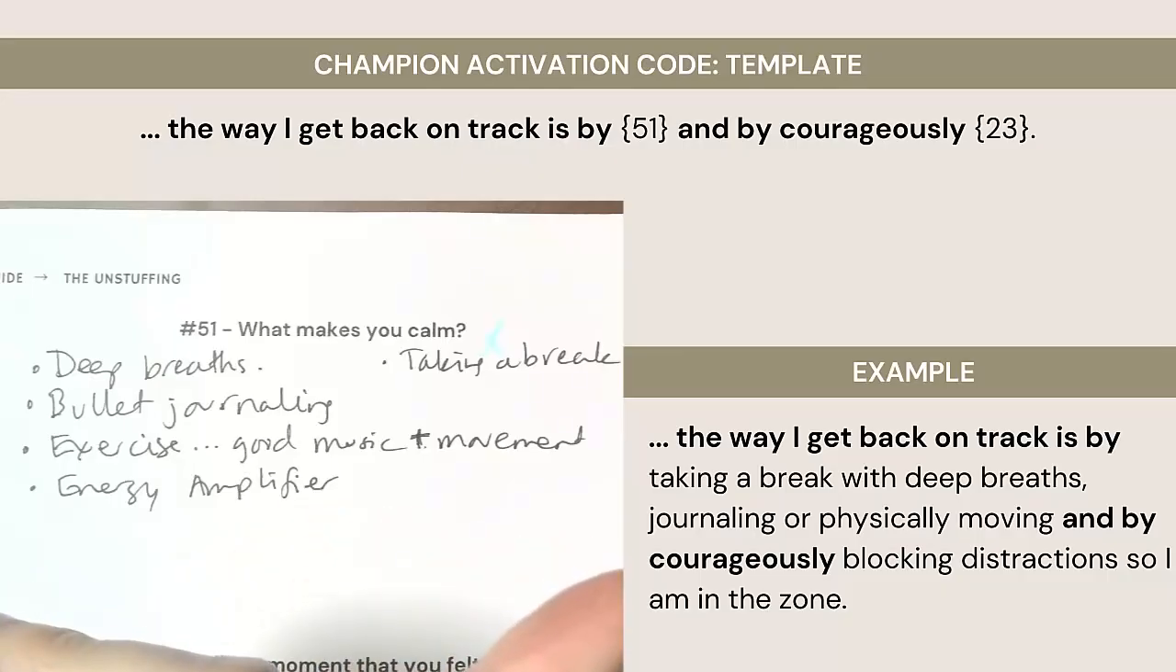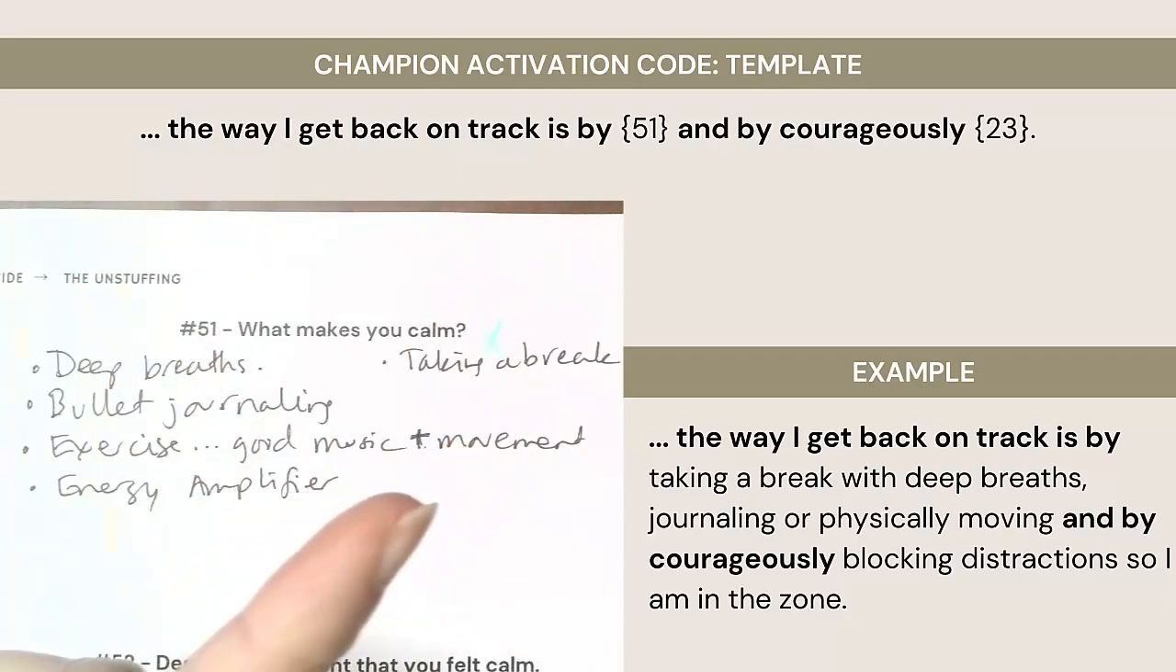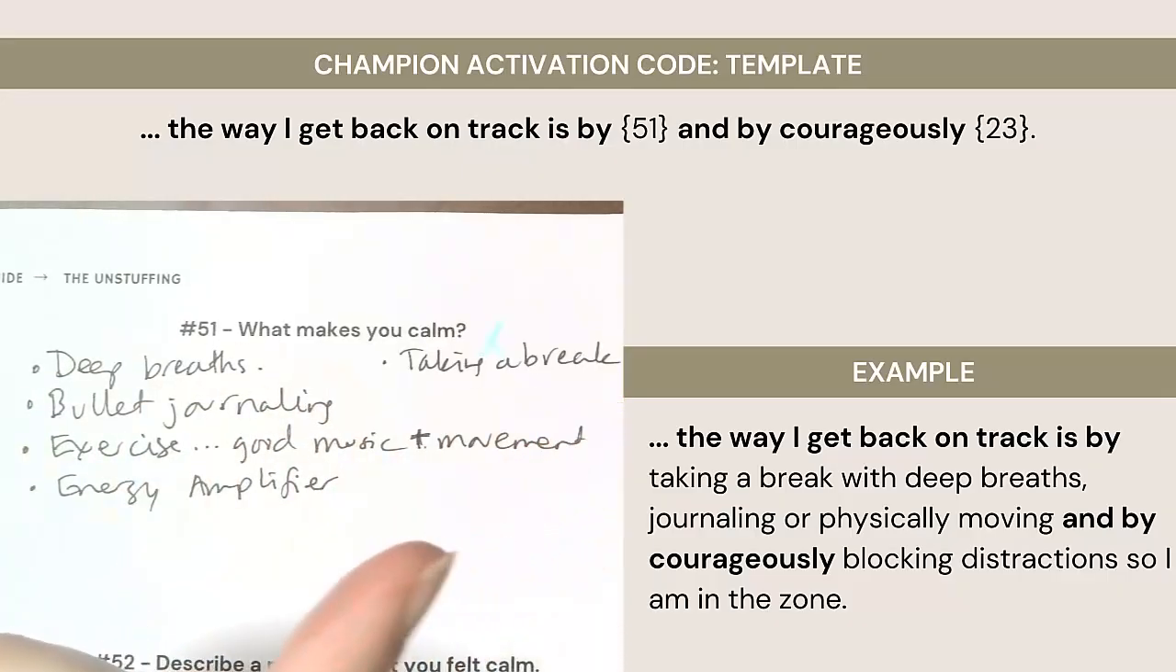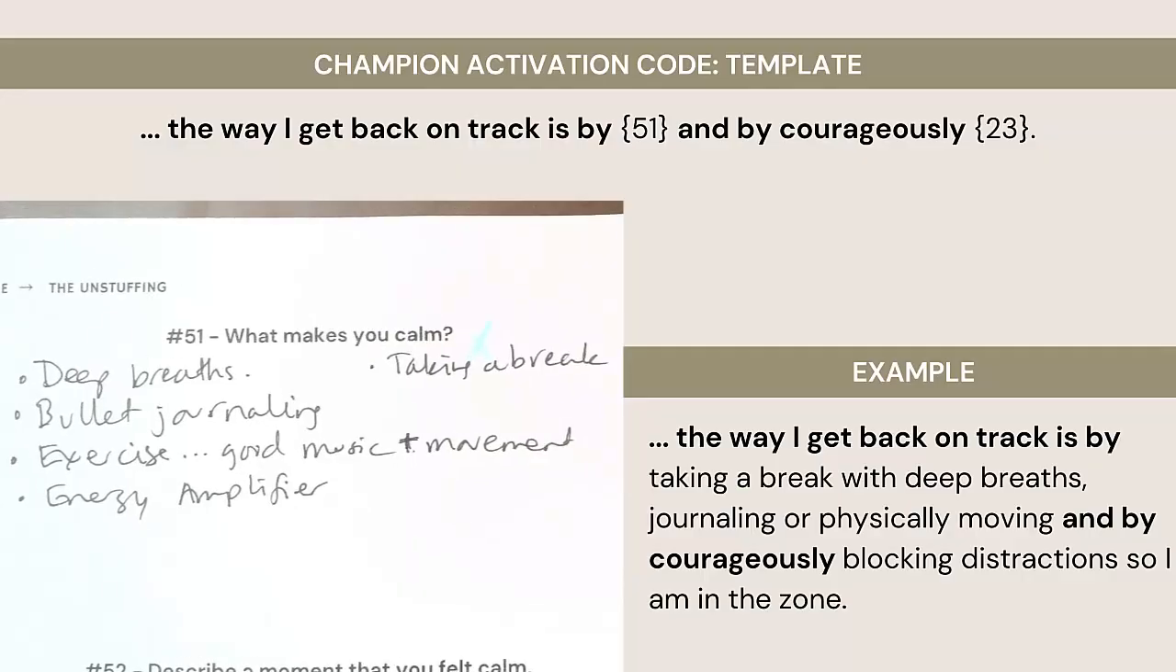You can see in the example, I wrote, the way I get back on track is by taking a break with deep breaths, journaling, or physically moving. So that's the first part that came out of 51. And then the sentence continues, and by courageously, and that keeps going with 23.